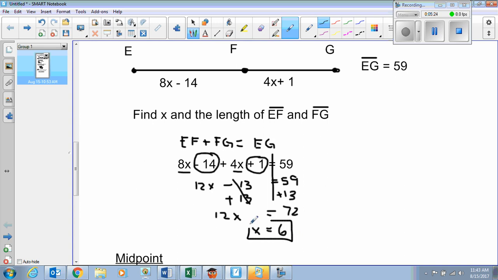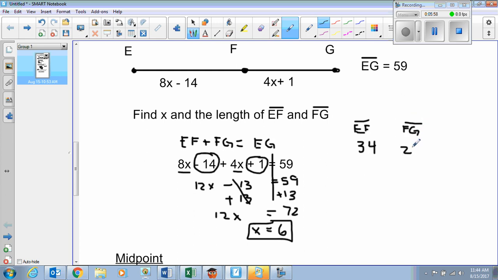So that was part of our answer. We wanted to find x. Now that we found x, we can plug x back into this equation, where 8 times 6 is 48 minus 14 is going to give us 34. That is the length of EF. And for FG, I plug in 6. 4 times 6 is 24 plus 1 is 25. So FG would be 25.